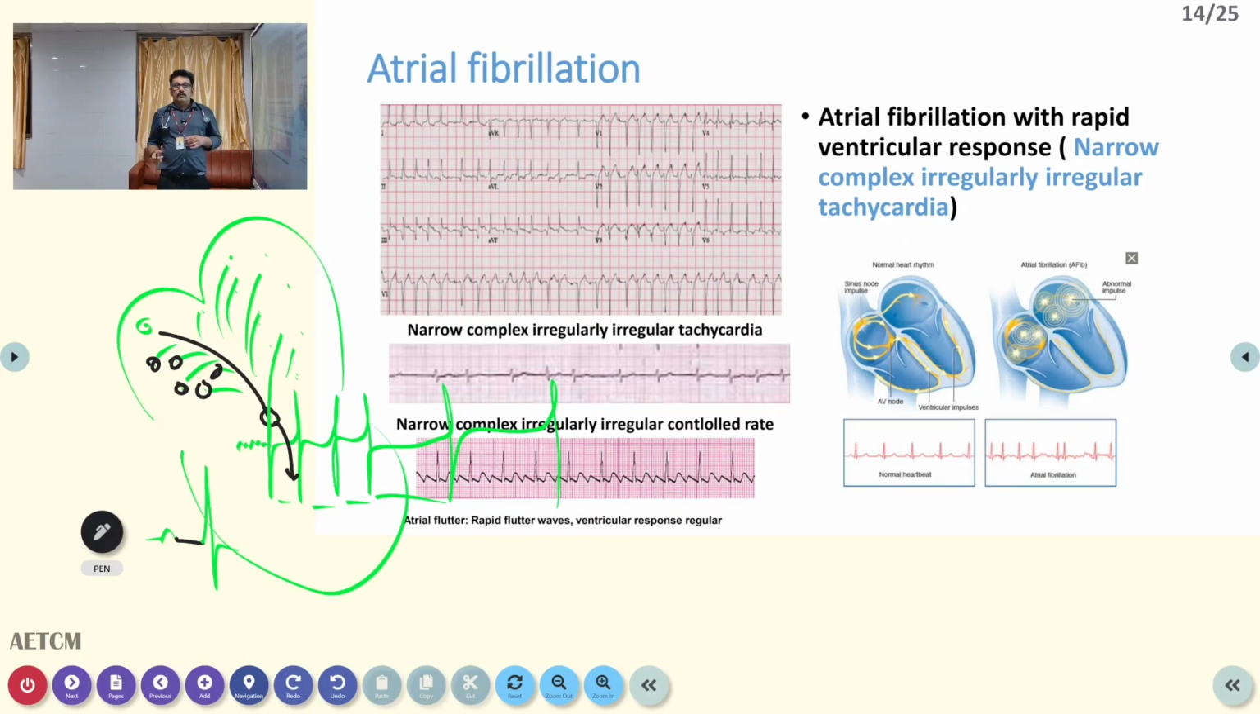So previously we have seen whether it is narrow or not. That was the first question. The second question is whether the rhythm is regular or irregular. Regular means mostly it is supraventricular tachycardia. Irregular narrow complex means it has to be atrial fibrillation.